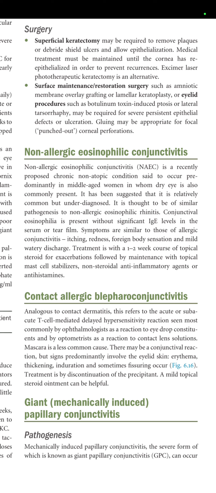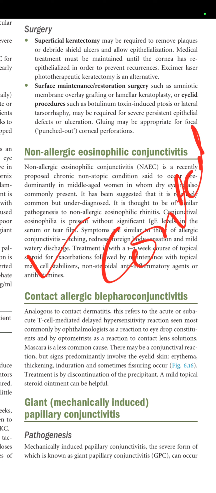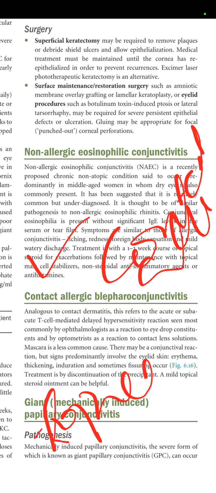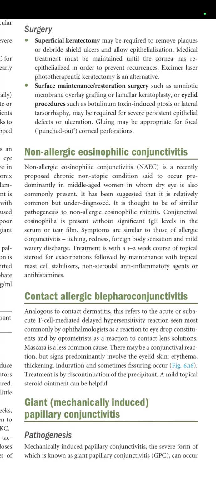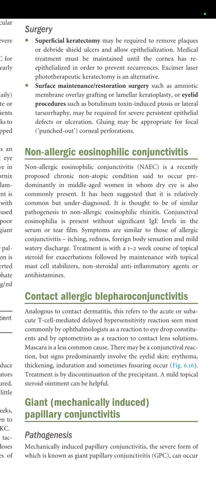Contact allergic blepharoconjunctivitis. Analogous to contact dermatitis. So you can see contact means some contact has occurred to the conjunctiva that causes the allergic disease. So it can be due to some kind of topical medication, contact lens, or anything chemical.